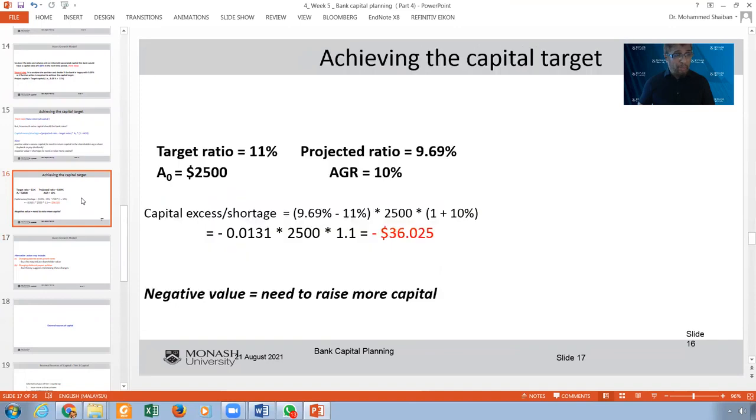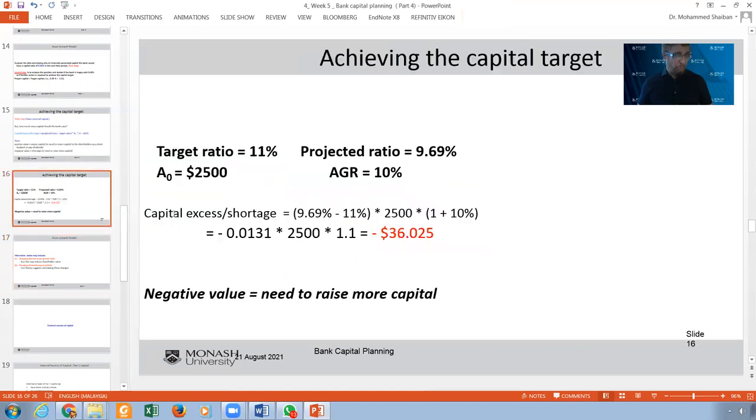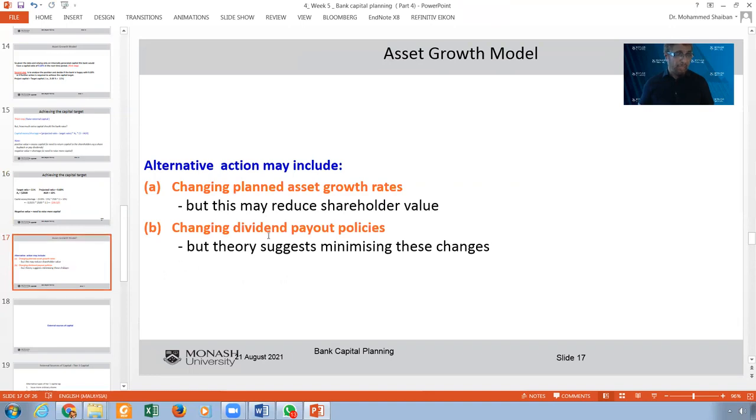we can also play with these numbers to see, maybe we change our planned asset growth. We say, okay, we have problems with acquiring more capital from outside. Maybe we don't have to grow 10%, maybe we grow less. So in this case, we will decrease this amount. We can calculate this amount. We can decrease it based on how much we can raise as external capital. Also, we can change the dividends payout.